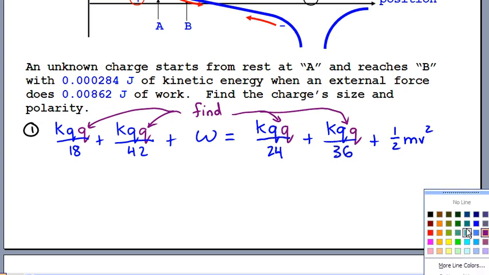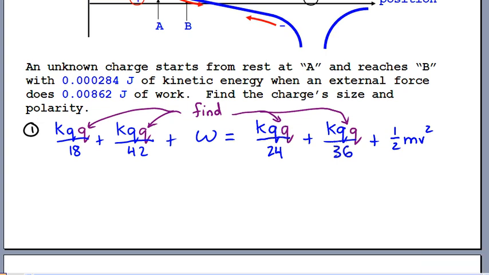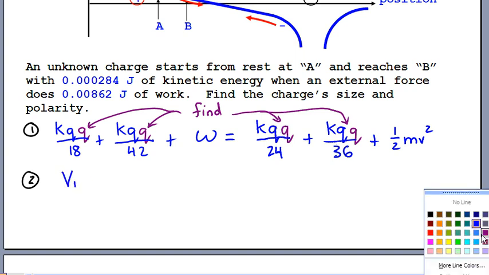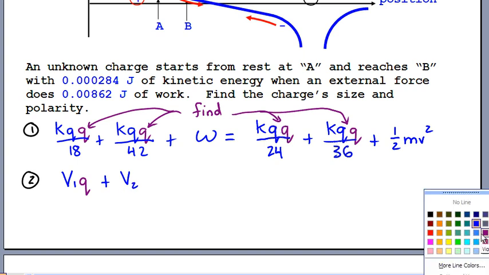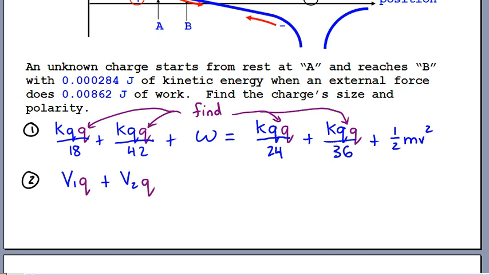But option number 2 would be to rely on voltage. And you can actually tidy things up a fair bit if we go with voltage. So you could take the voltage from that first charge, like voltage 1, multiply it by the mystery Q, add on voltage 2. So voltages just add up, just like energies do. You don't have to do any vector additions. You just simply add them up, times that mystery Q, plus the work.